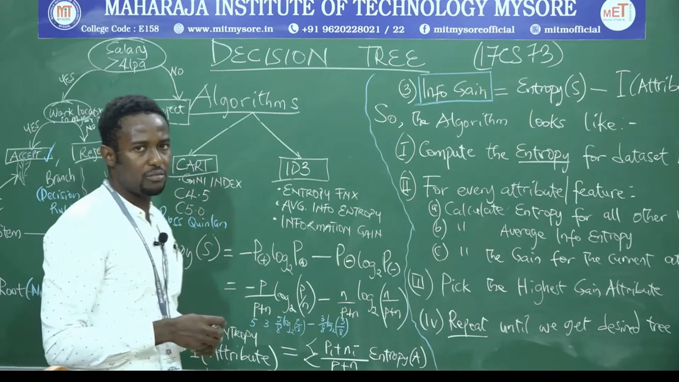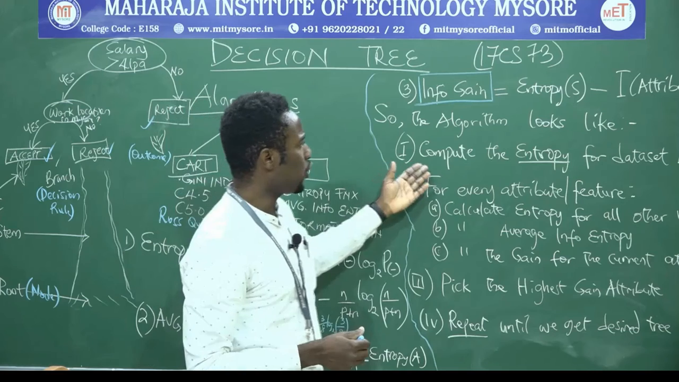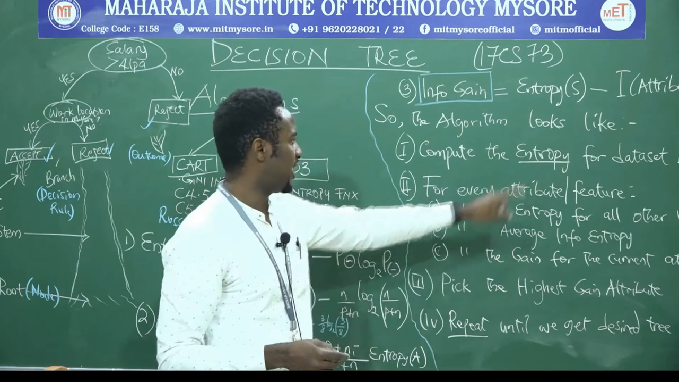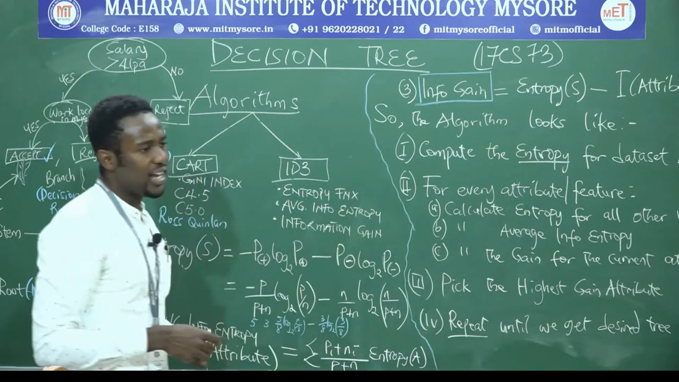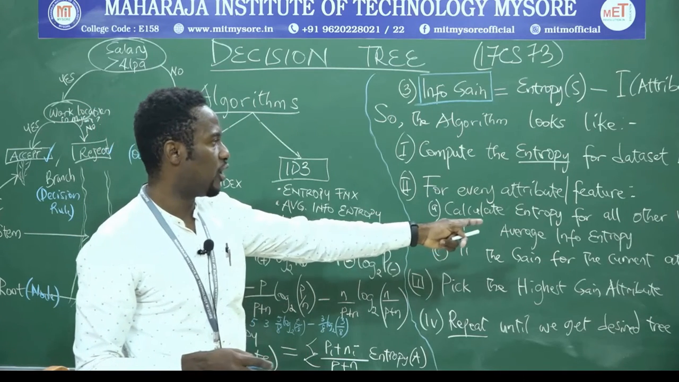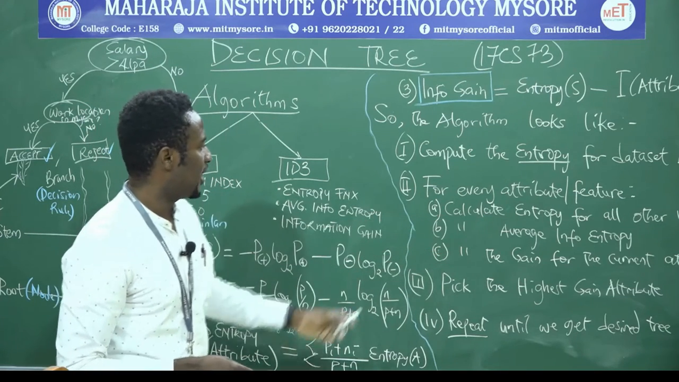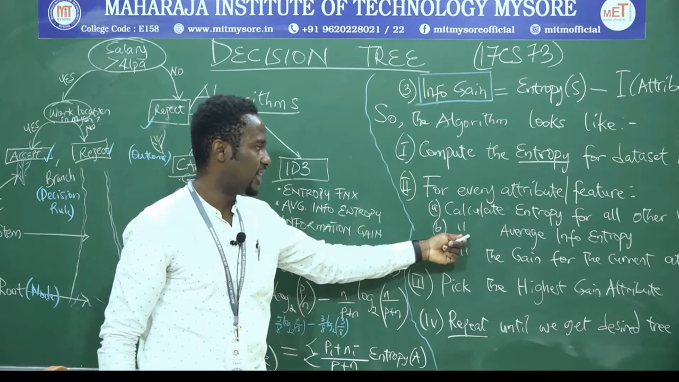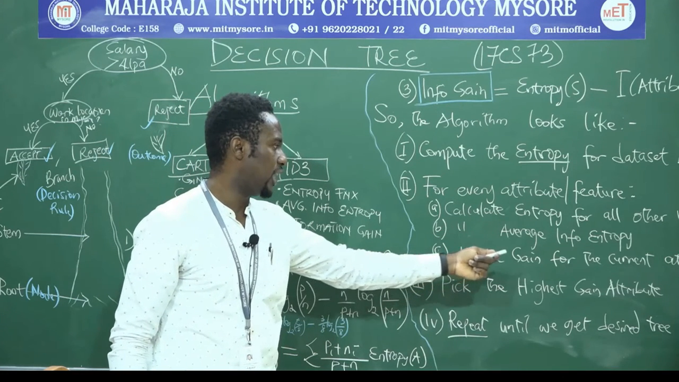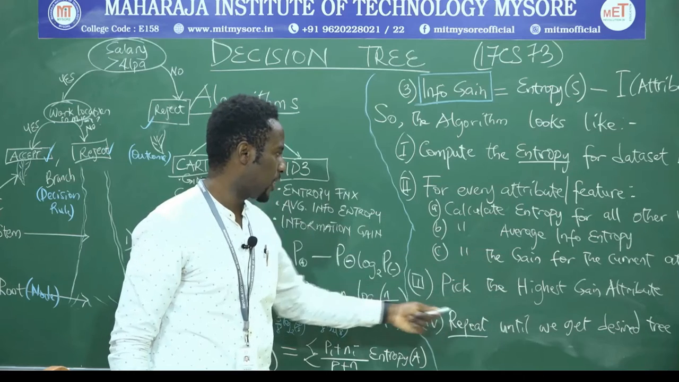Okay? So the algorithm looks like this. We compute the entropy for the entire data set, which we call entropy of S. Now, for every attribute or feature, we calculate the entropy for all the values, right? And then we calculate the average information entropy. Then we calculate the information gain for that current attribute.